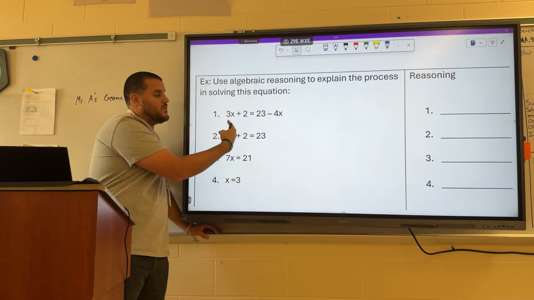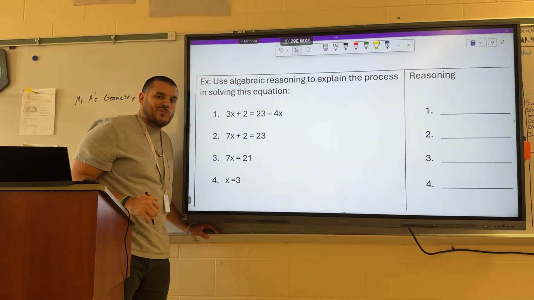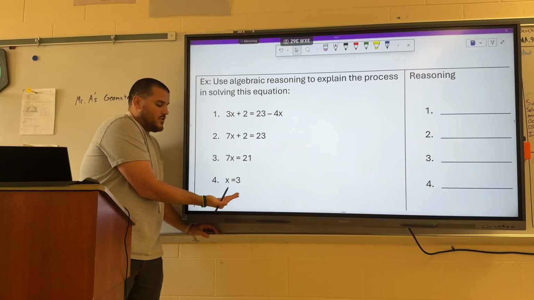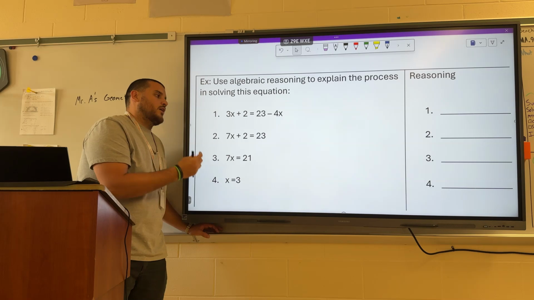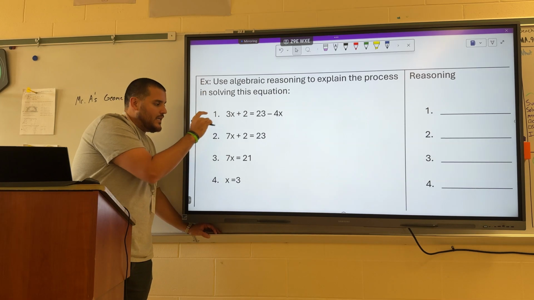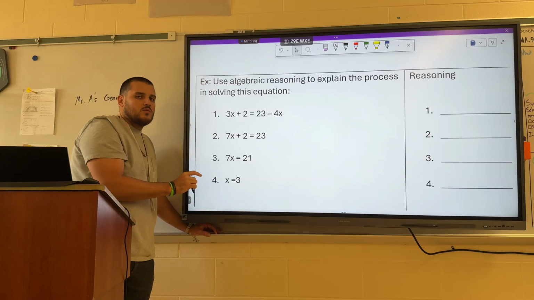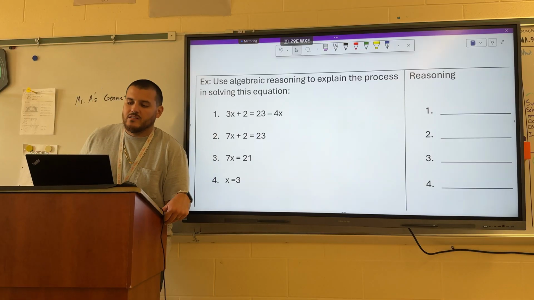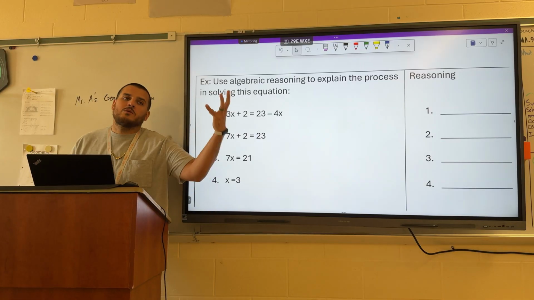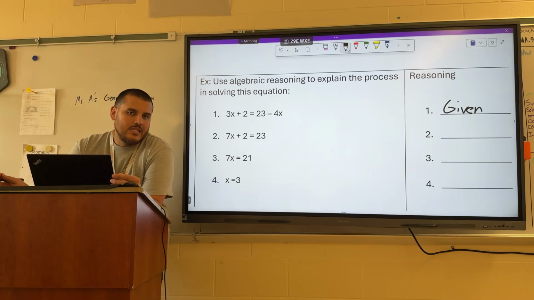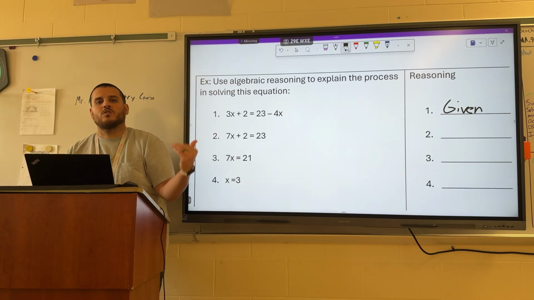So we have this equation given to us, 3x plus 2 equals 23 minus 4x. We have several lines of algebra that end in the answer for this equation, which is that x equals 3. And we are going to use our properties of equality to explain why each step of the way here is a true statement. Okay, so 3x plus 2 equals 23 minus 4x. Well, the only reason that is true is because it's been provided for us. So what we would say here in our reasoning is that this equation was given to us. Right? That's typically how most proofs will start.